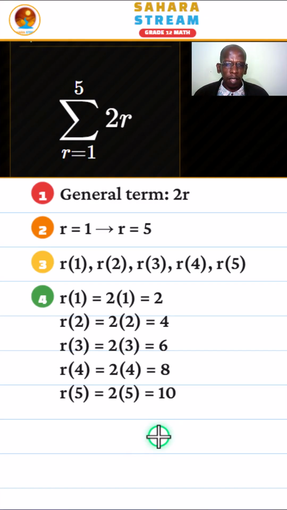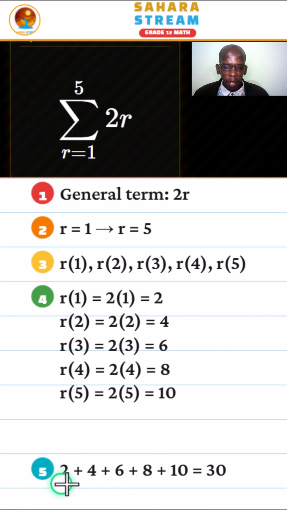The next thing is to do the summation, as we are told. This symbol tells us to do summation. So to do the summation, it's just simple. I'm just going to take all the terms and add them. So we take 2, which is the first term here. We add 4, which is the second term. We add 6, which is the third term. We add 8, which is the fourth term. And then we add 10, which is the fifth term.